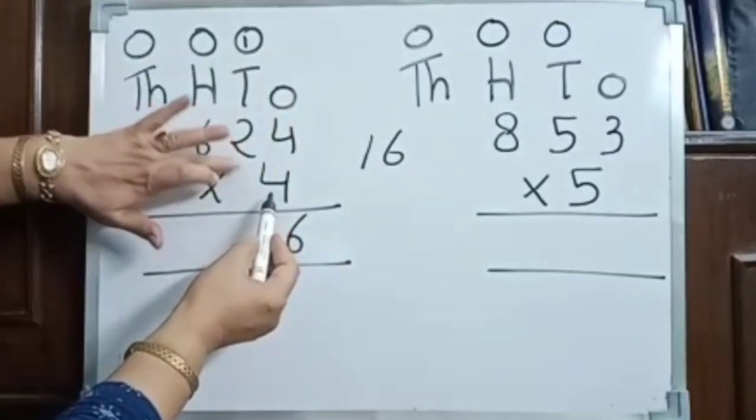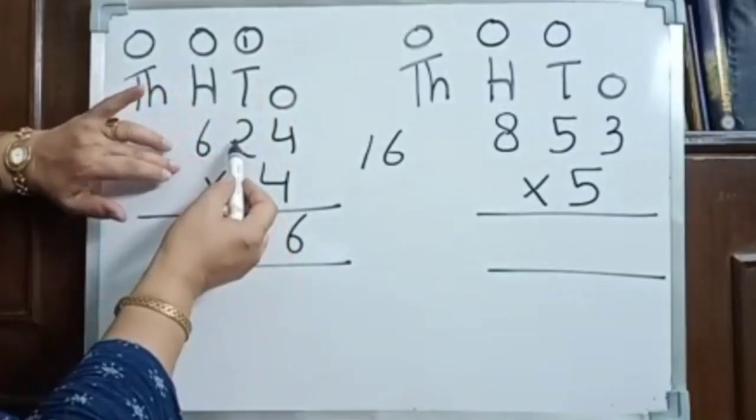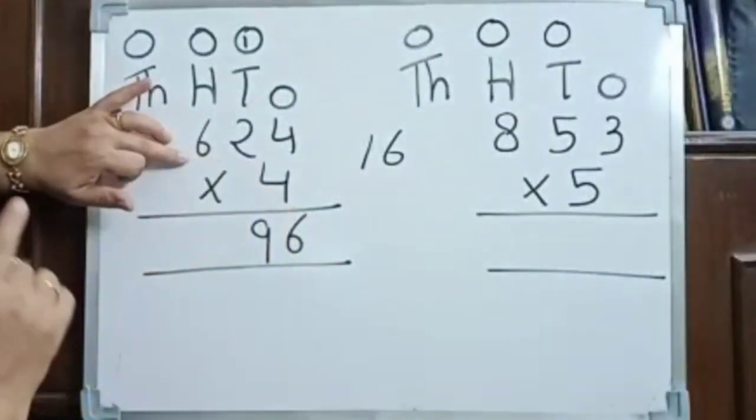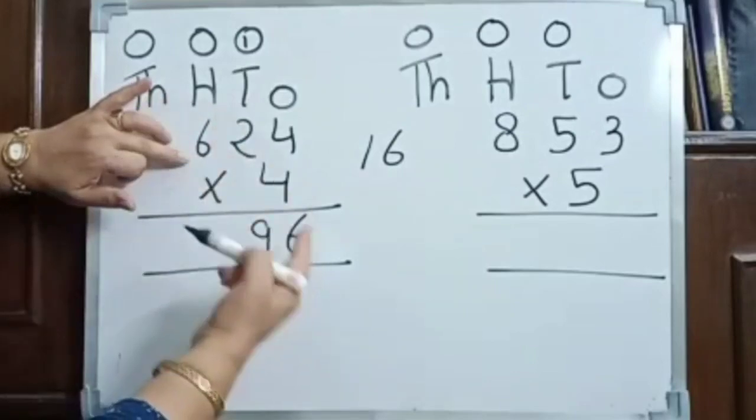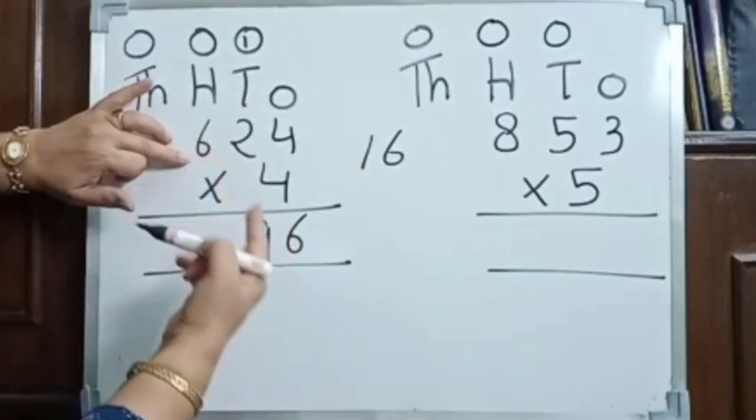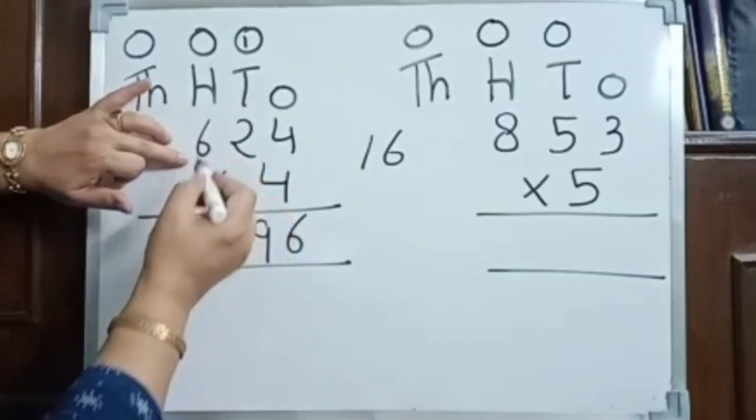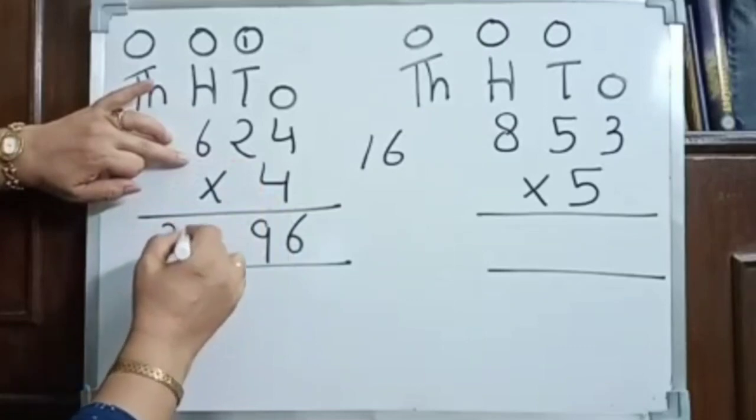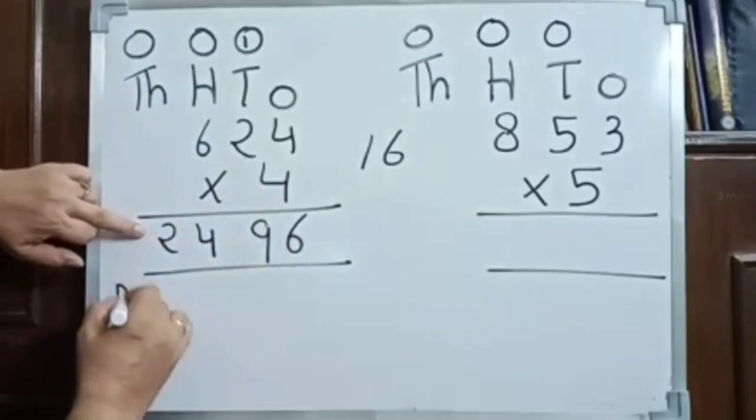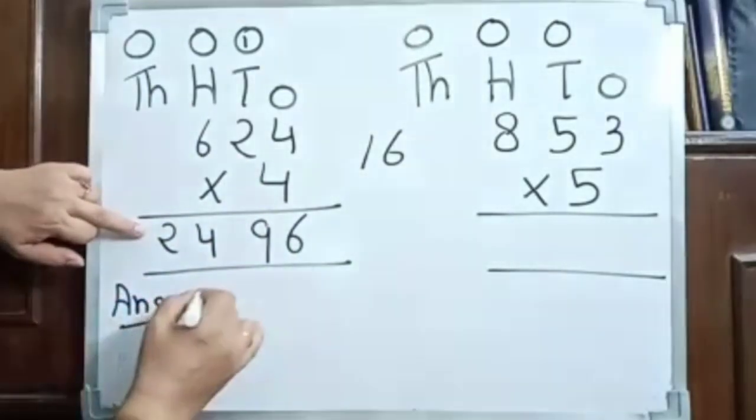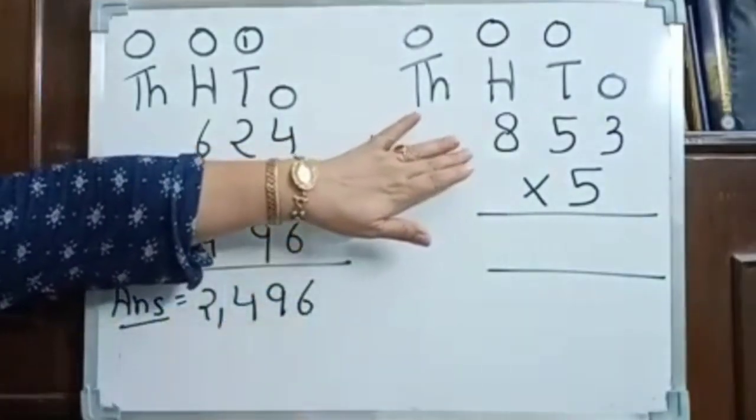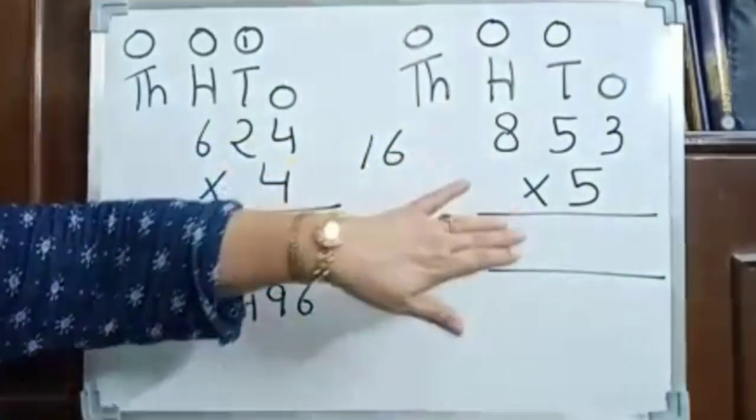Now 4 twos are 8, 8 and 1, 9. Now 4 sixes are 24. Counting the table of 4: 4 ones are 4, 4 twos are 8, 4 threes are 12, 4 fours are 16, 4 fives are 20, 4 sixes are 24. So here we have 2 under the 1000 place. The answer is 2496.